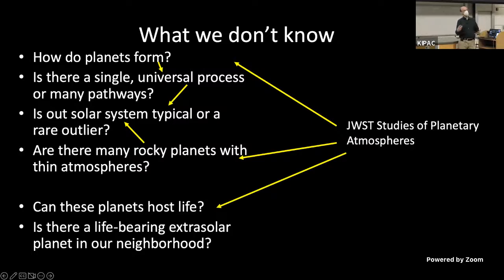Looking at the composition of planets' atmospheres will give us a clue as to whether they could host life. And maybe it's right on the edge of JWST's capabilities. If there actually is a life-bearing planet close enough to the sun, we might be able to see hints, in particular, of oxygen in its atmosphere.